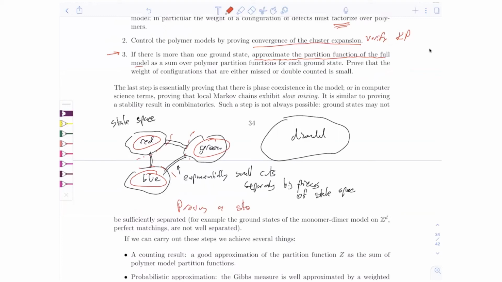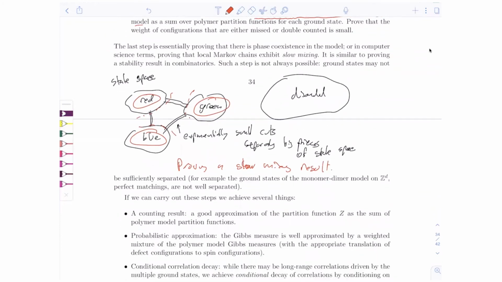Okay, so I haven't talked about Markov chains, but if you know Markov chains, showing that these bits in the middle are exponentially small is proving that certain Markov chains mix slowly. And so that actually is a really useful step in approximating a partition function at low temperatures. Good.